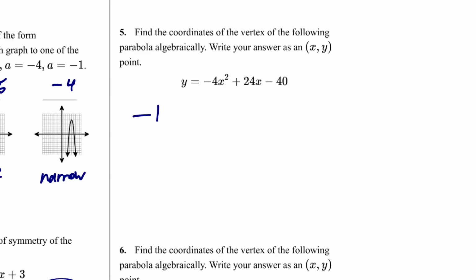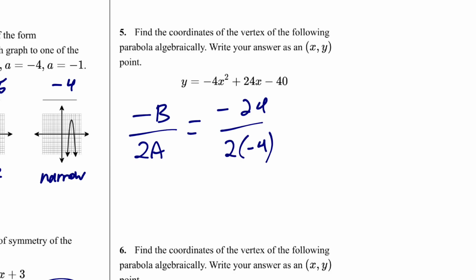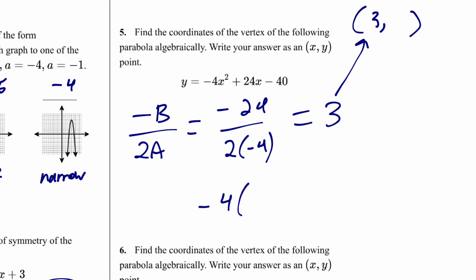This one we can start similarly. If we do negative b over 2a, we get negative 24 divided by 2 times negative 4. So this gives us 3, and that's the x-coordinate. If we want to find the y, we can do negative 4 times 3 squared plus 24 times 3 minus 40. And just plug that into our calculator. Looks like I'm going to get negative 52 for my y value.